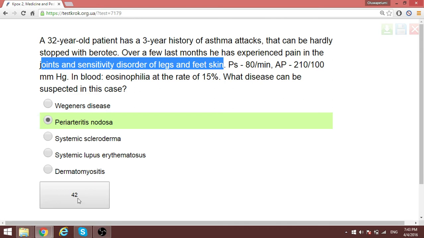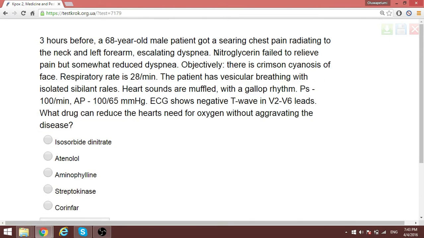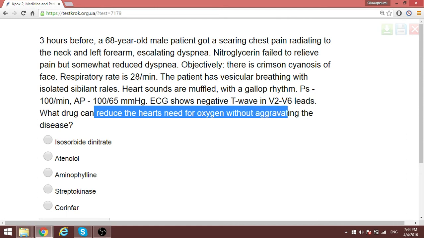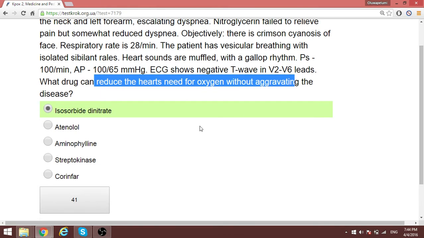A patient is suspected of having myocardial infarction, not responding to nitroglycerin. Whenever they ask which drug the patient can use to reduce the heart's need for oxygen without aggravating the disease, the best thing to use after nitroglycerin has failed in this kind of question is isosorbide dinitrate.